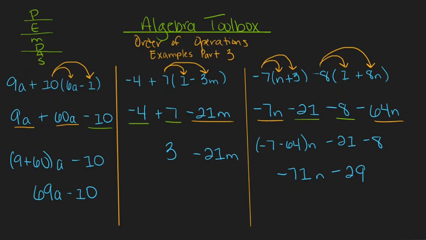Now I've gotten my answer down to just two terms, negative 71n and negative 29. There's nothing more that I can do to combine them because they're not like terms, so this would be the simplification of my expression. Well, I hope this has been helpful, working through a couple problems together and seeing how order of operations can change when we have variables entering into the expressions.